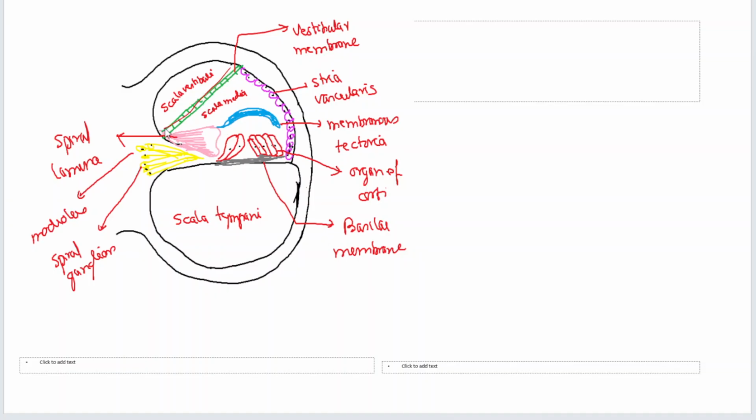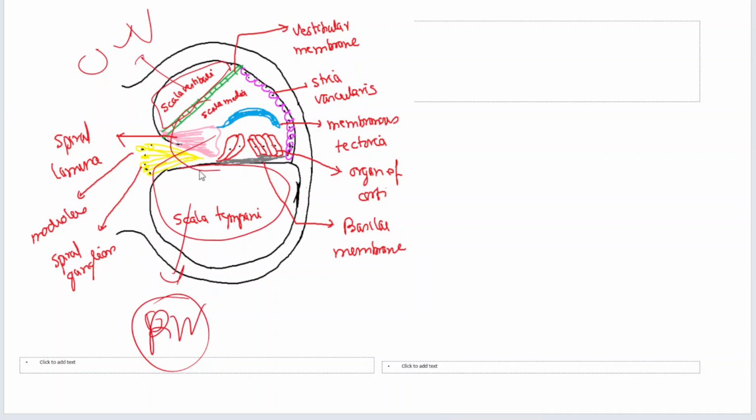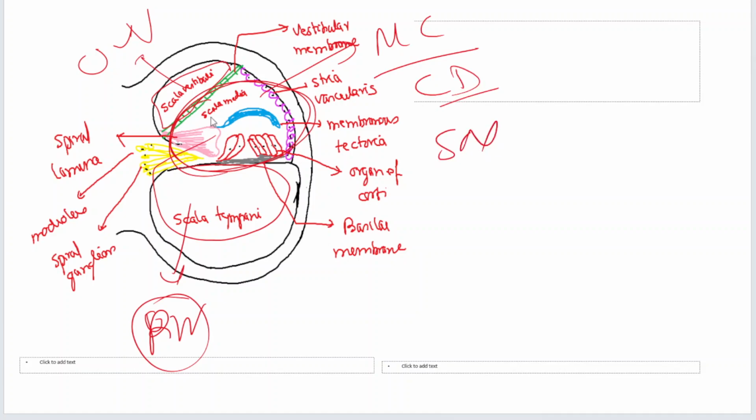So this is the scala vestibuli, with the oval window, and this is the scala tympani, with the round window. And between them, you have the membranous cochlea. This is what we are talking about now. The membranous cochlea is also called the cochlear duct, also called the scala media. It has various structures here. This is a very complicated thing, and we will talk about it again when it comes.